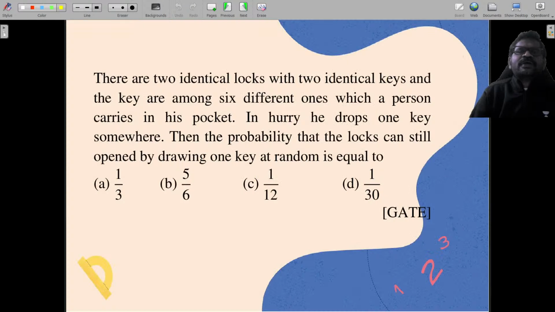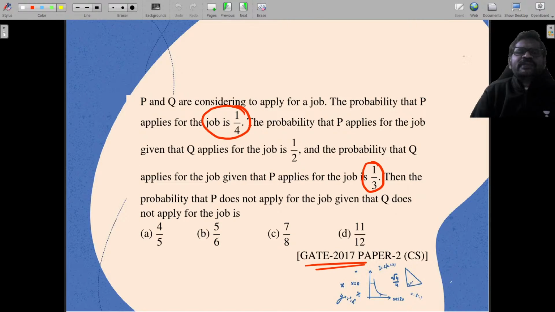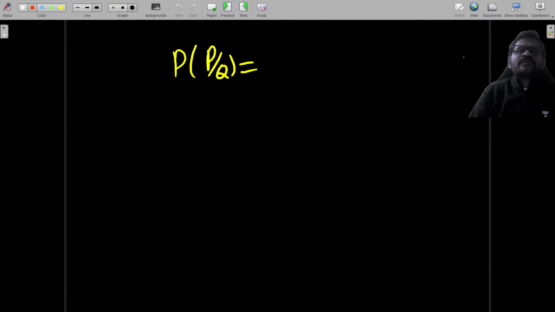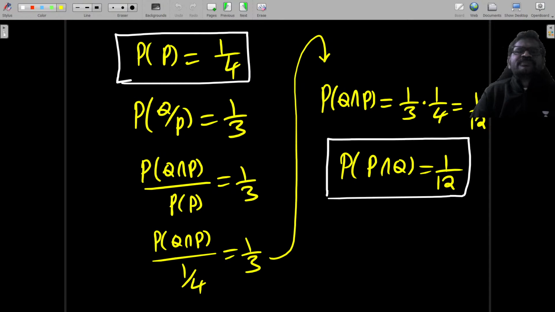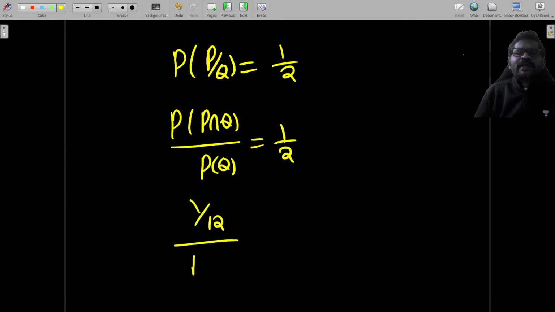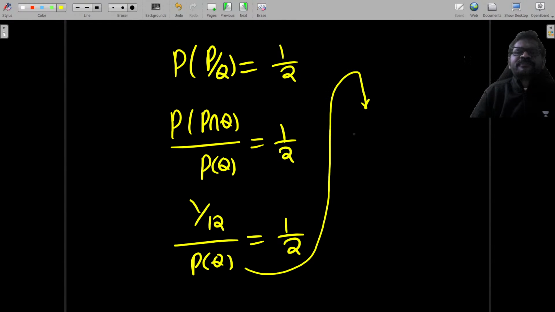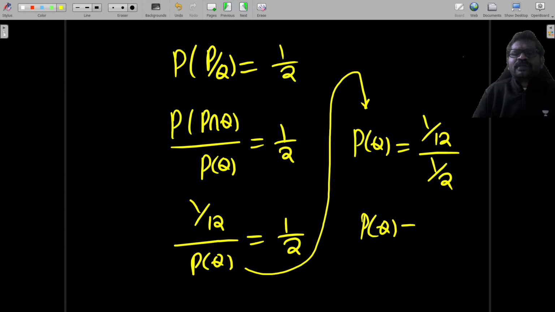Next, probability of P given Q is 1 by 2. P intersection Q by probability of Q is 1 by 2. 1 by 12 by probability of Q is 1 by 2. So probability of Q is 1 by 12 by 1 by 2, that is 2 by 12, 1 by 6.